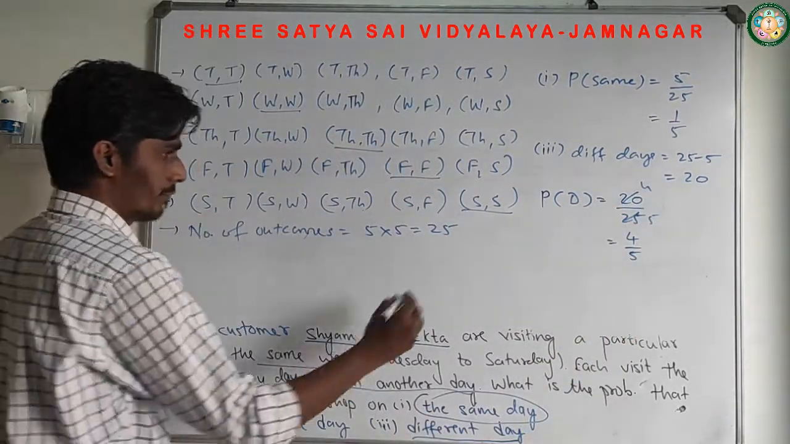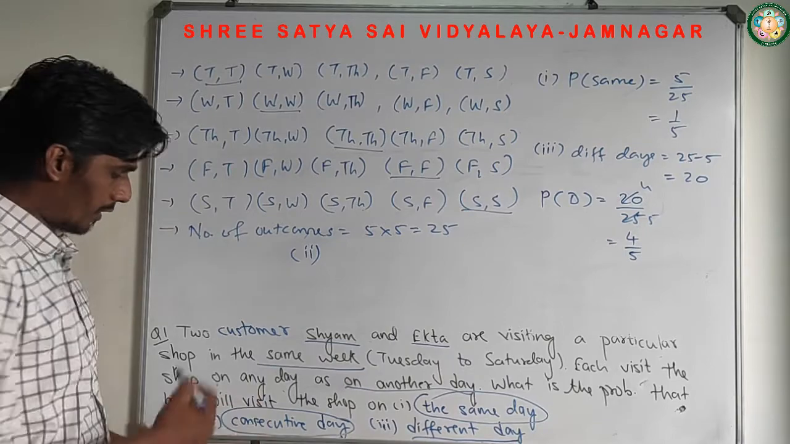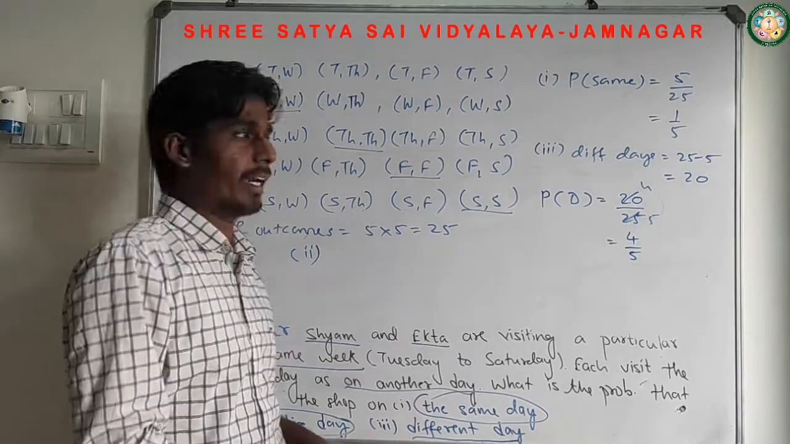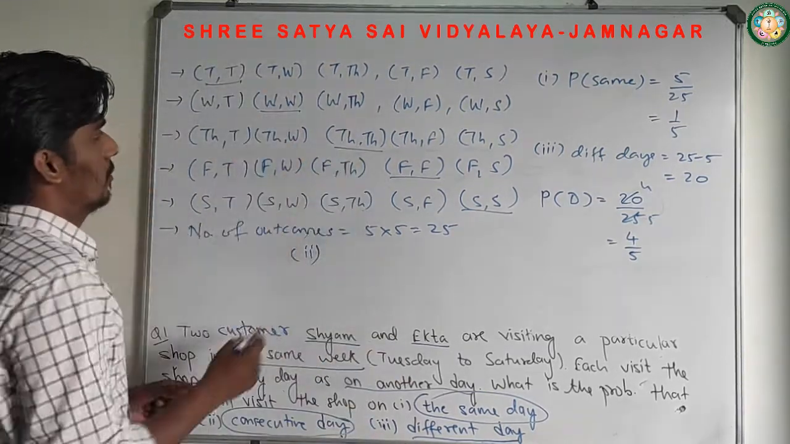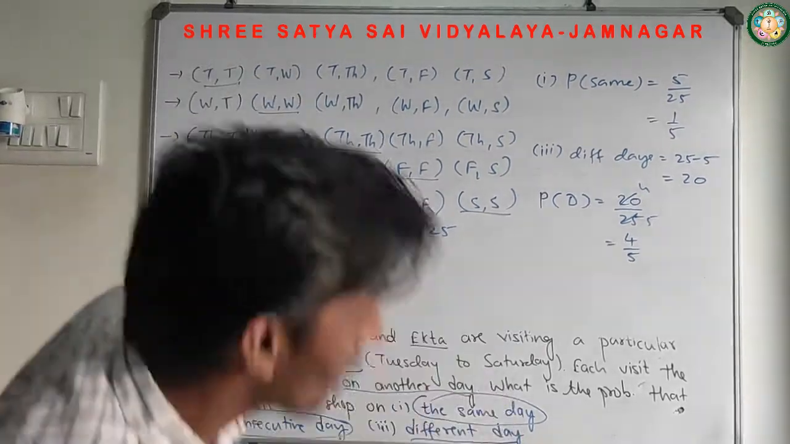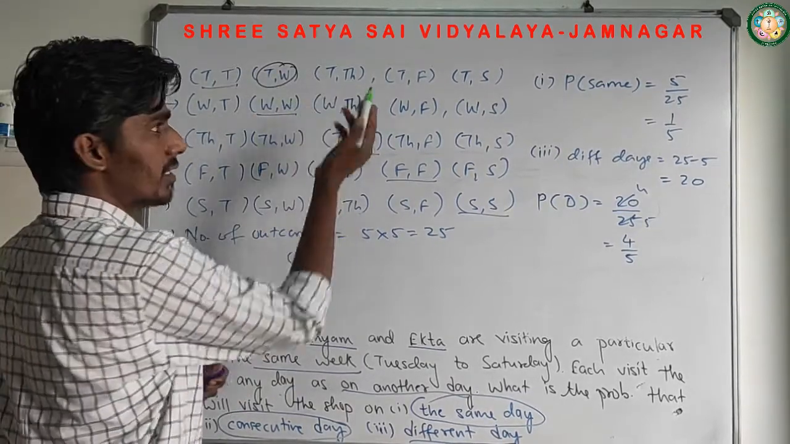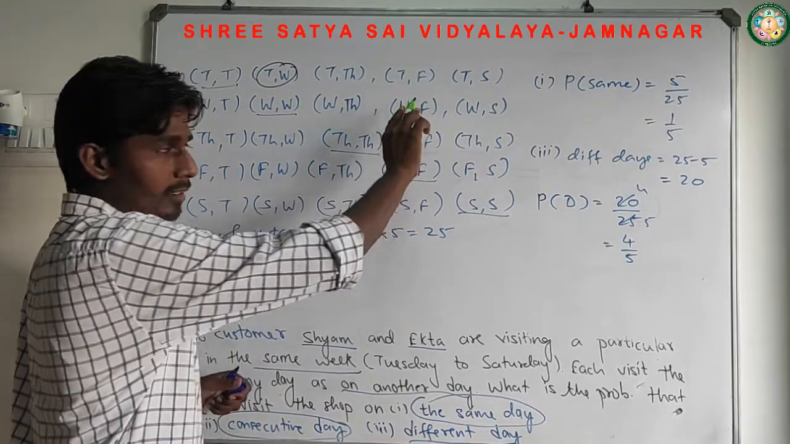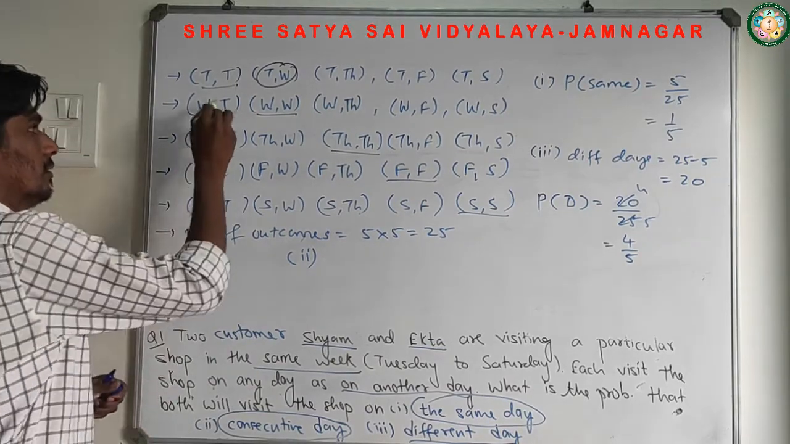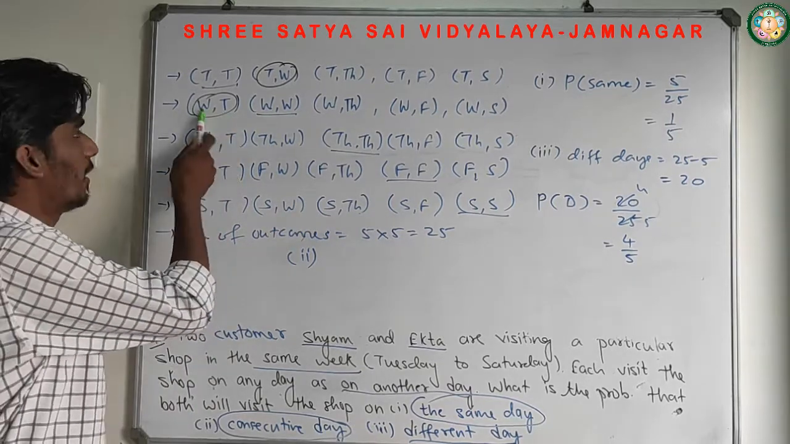Now the second one. Second is consecutive days. Now this is quite interesting. Consecutive days means Tuesday, Wednesday, Thursday, Friday. So which are the consecutive days? Tuesday, Tuesday is not consecutive. But if I say Tuesday, Wednesday, it's consecutive days. Tuesday, Thursday is not consecutive. Tuesday and Friday is not consecutive. Tuesday, Saturday, no. Now Wednesday and Tuesday is consecutive. Why is it consecutive? Because she went on Tuesday and he went on Wednesday.